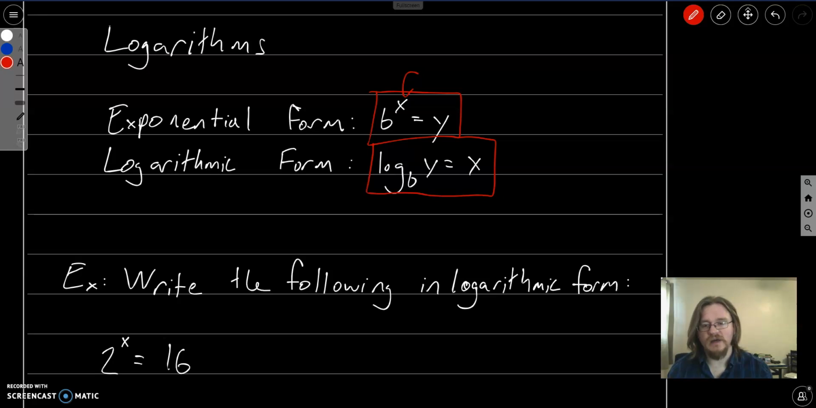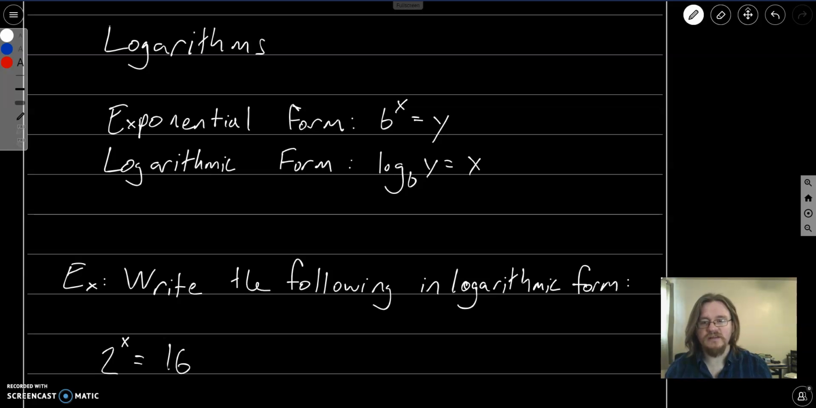So b to the x power, I've got an exponent. If I'm using a logarithm, that exponent is now by itself. So logarithms take exponents and solve for them. So this is very, very nice. And there is a very particular order in the way that we write things.